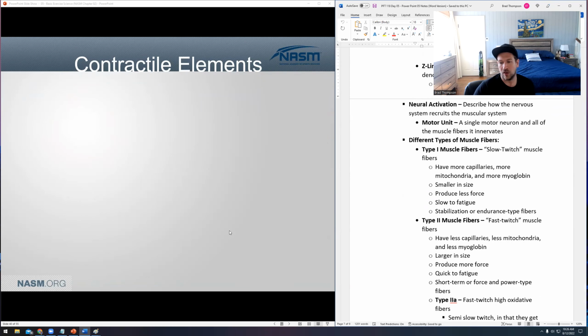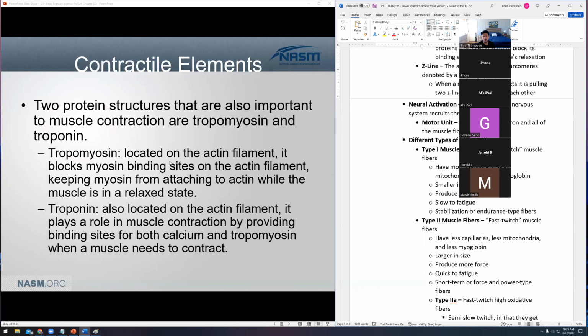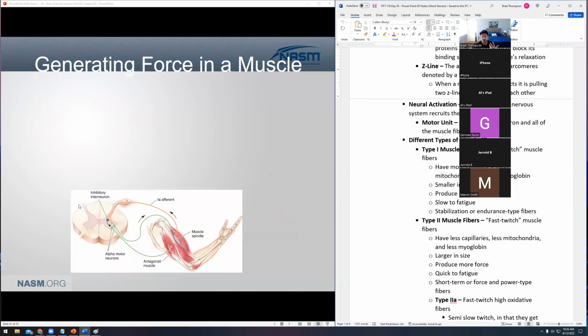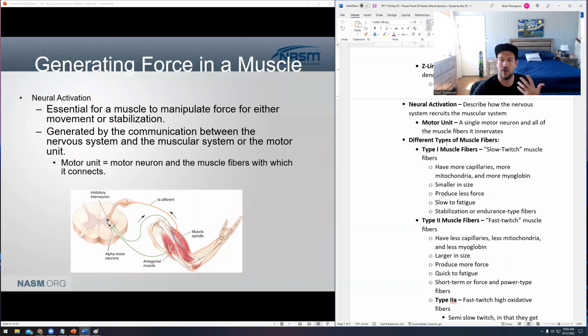So as we're creating muscle contractions, if we're looking at the way this contraction works, we need troponin and tropomyosin to get out of the way. Troponin and tropomyosin are blocking the binding sites, which means we can't create a contraction. So how do we actually move that out of the way? Well, that's where the nervous system comes in. The nervous system is going to create what we call neural activation. And that's how the nervous system is going to recruit your muscular system. It does this through a series of motor units.